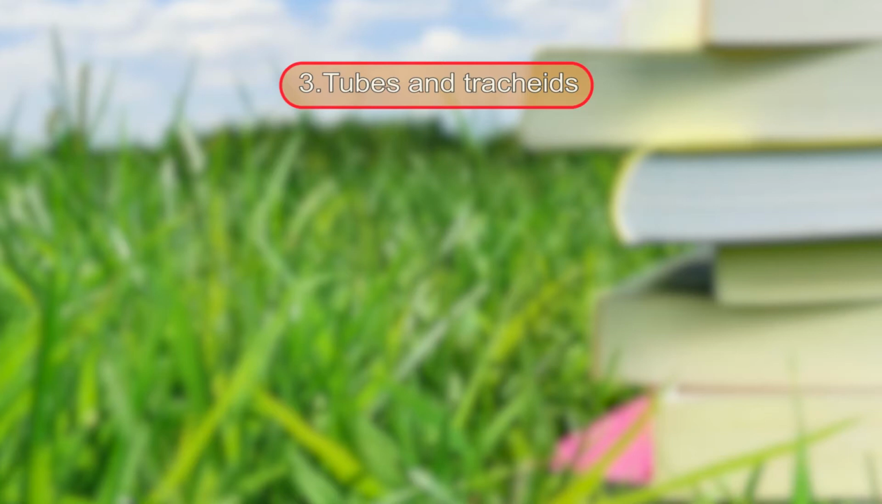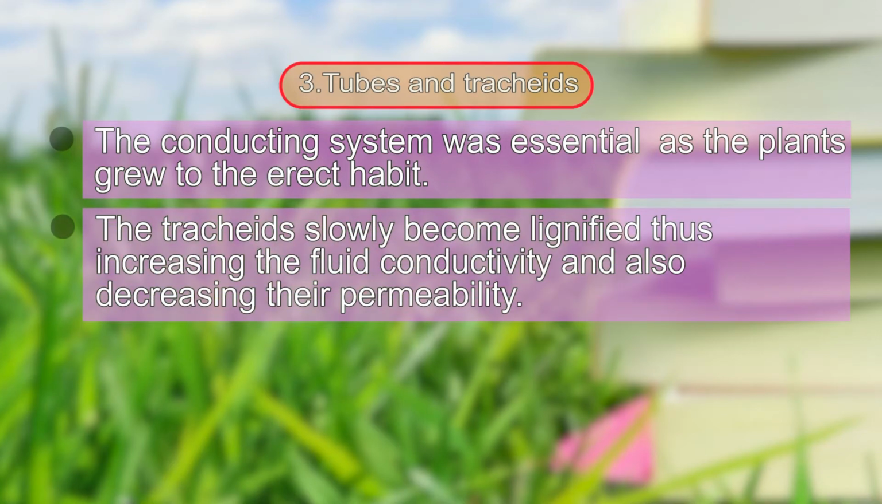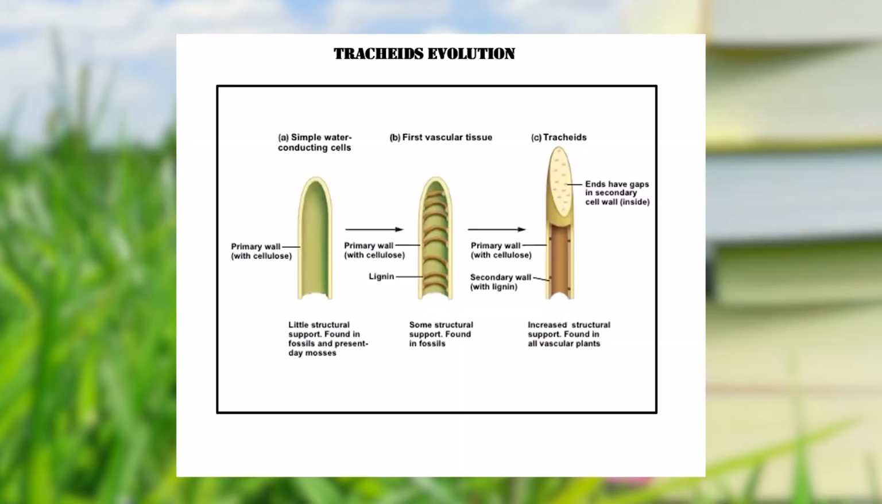The third are the tubes and the tracheids. These help in the conduction of water. The conducting system was essential as the plants grew to the erect habit. Slowly with time, these tracheids became lignified, thus increasing the fluid conductivity and also decreasing the permeability. Here I have given a picture in which you can see how the tracheid is formed from simple water-conducting cells, and how slowly, from a primary cell wall composed of cellulose, a secondary cell wall was formed that is composed of lignin.